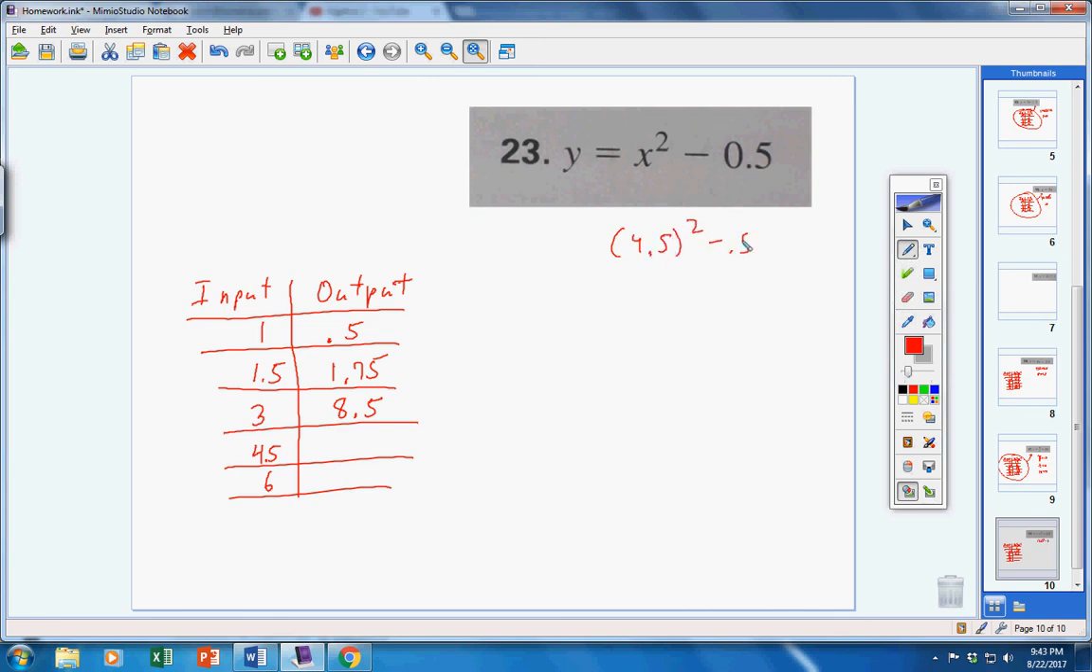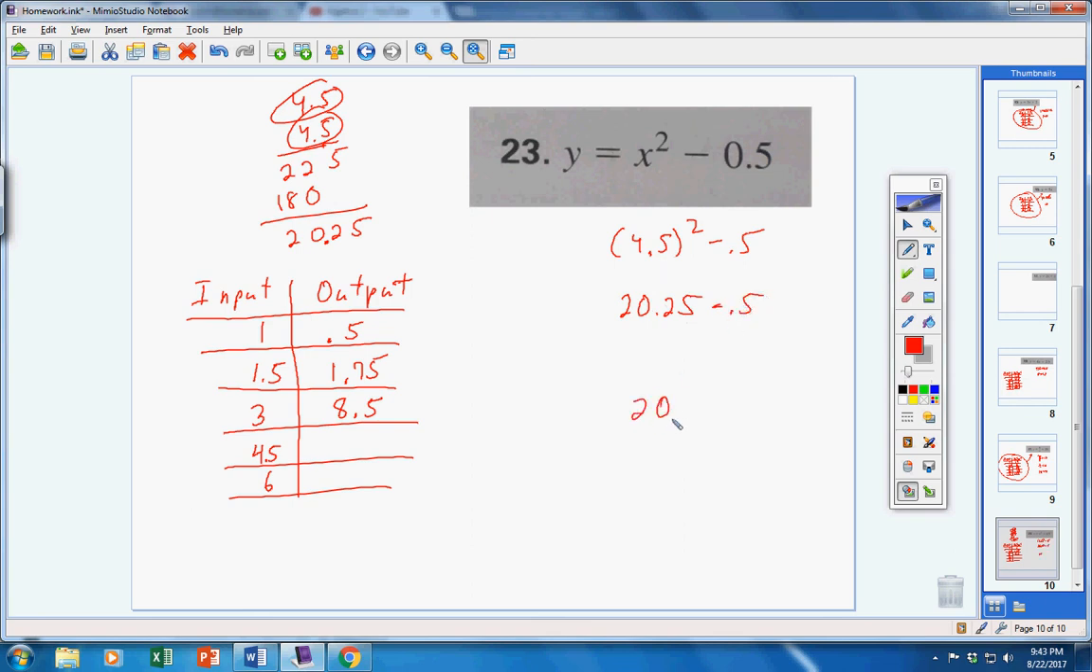minus 0.5, so here we go. 4.5 times 4.5, 5 times 5, 25, carry your 2, 20 plus 2, 22. 5 times 4 is 20, carry your 2, that's 18. So we end up with 20.25, one decimal place here, one decimal place here, so go over two places. So 4.5 times 4.5 is 20.25 minus 0.5.